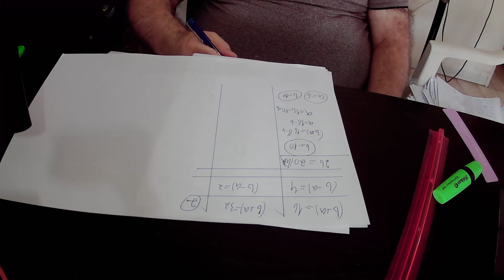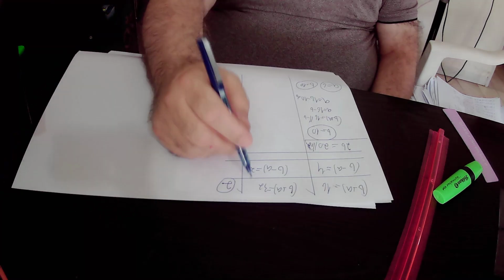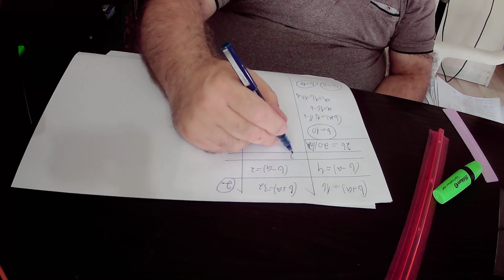And according to the second solution, here we will add the two equations together. b plus b is 2b.